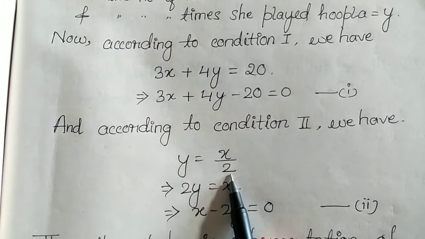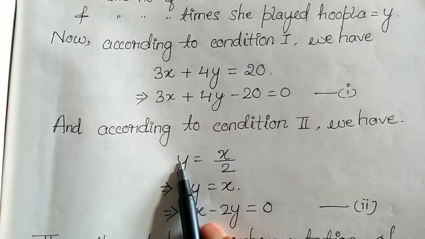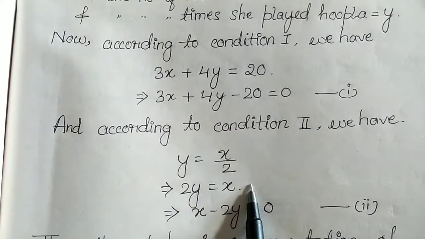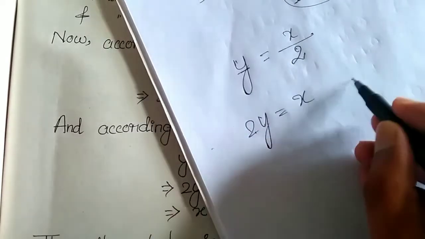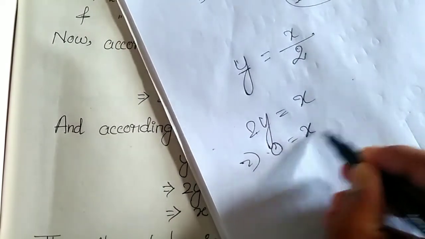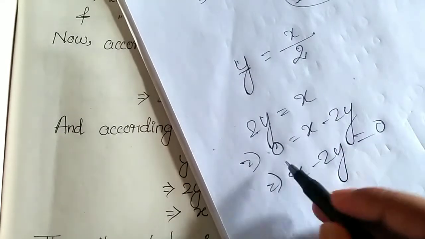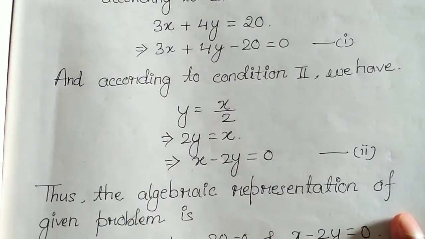Now what you have to do is just cross multiply. This 2 will go up and get multiplied with y, so it becomes 2y equals x. Now you transfer this 2y to the right side, so what do you get? 0 equals x minus 2y, or you can write it as x minus 2y equals 0, same thing. So this becomes your second equation.